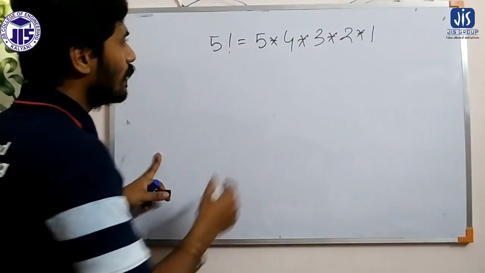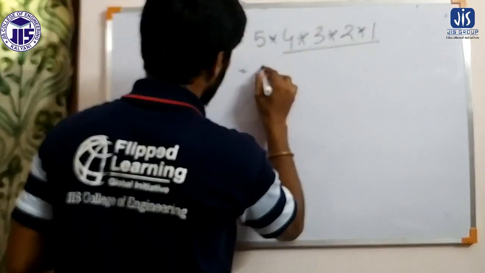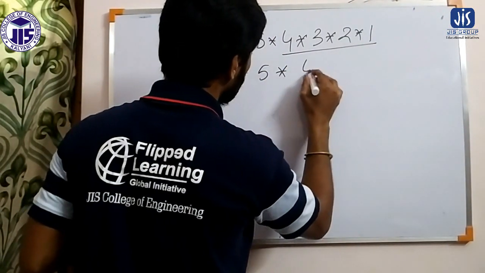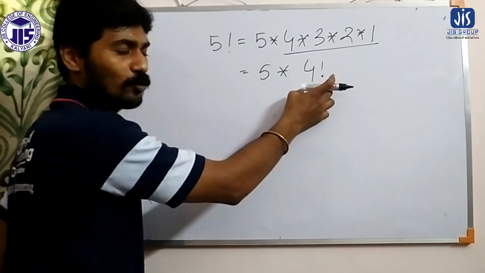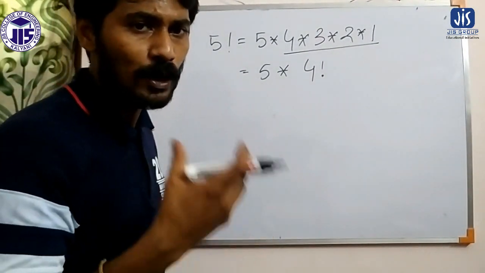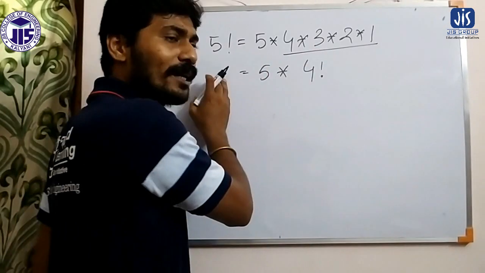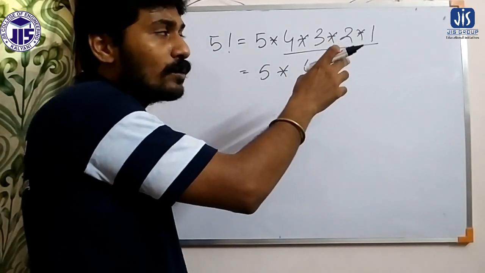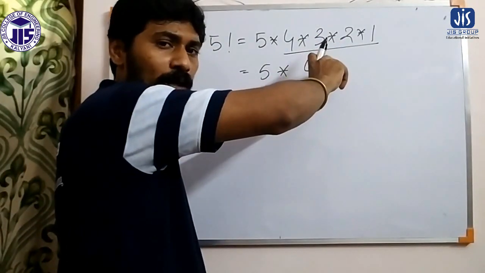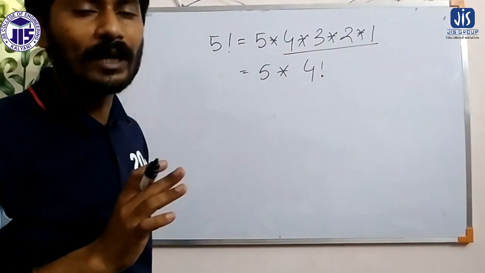Now instead of that, what I am writing is 5 into 4 factorial. So this will be replaced by 4 factorial. If 4 factorial is calculated, we know the value of 4 factorial, and easily we can convert it to 5 factorial. For 4 factorial, we have already done the calculation. For 5 factorial, we are not going to do the calculation again.